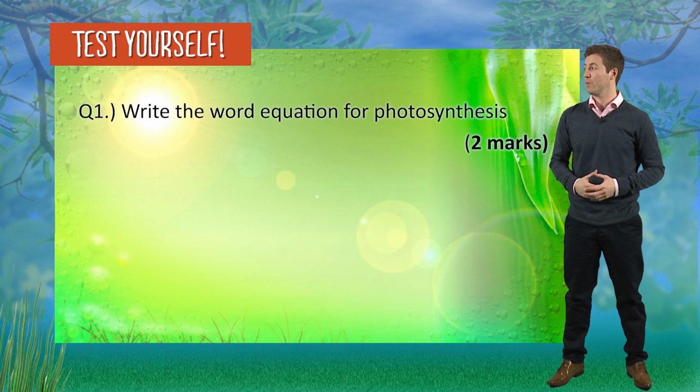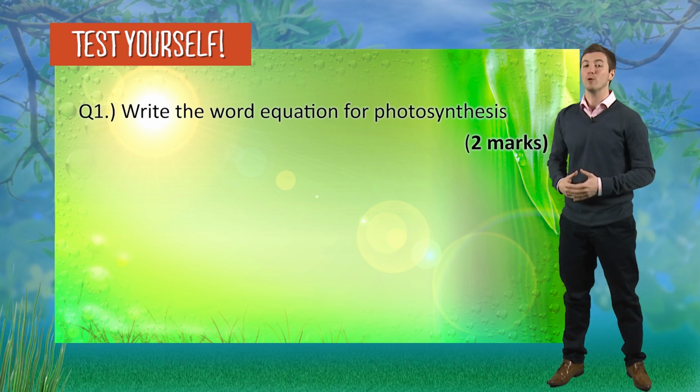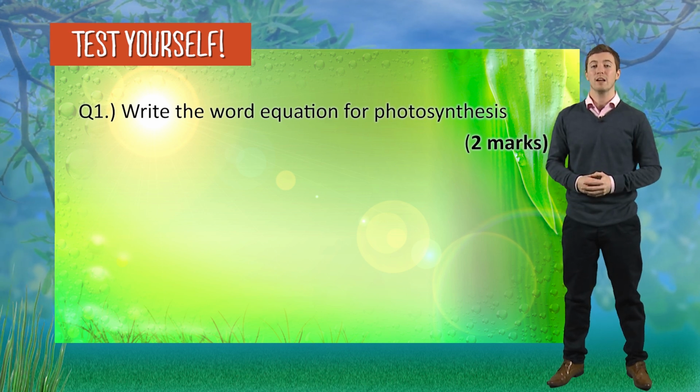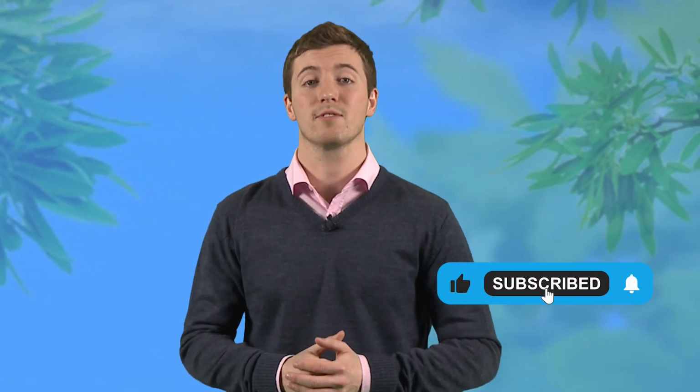Question number 1. Write the word equation for photosynthesis, worth 2 marks. Because it's worth 2 marks, you're probably going to get some marks for the reactants and also for the products. So let's take a look at the equation.